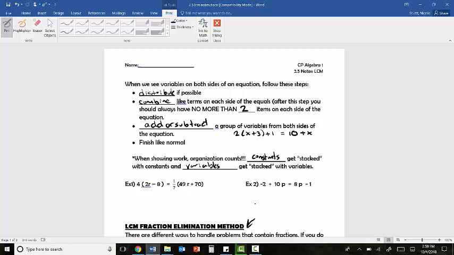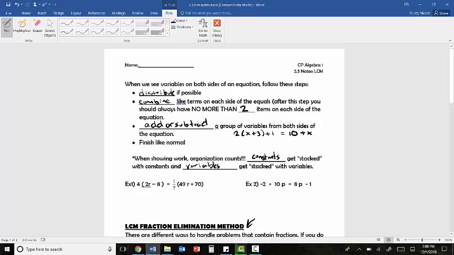Today, we're going to talk about how to solve equations with variables on both sides, so kind of just touch up on that a little bit, and then we're going to talk about how to handle those nasty fraction problems. So we're going to teach you a neat little trick that'll take care of those fractions for you.